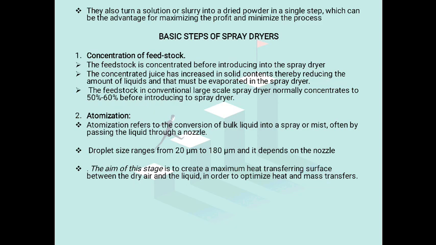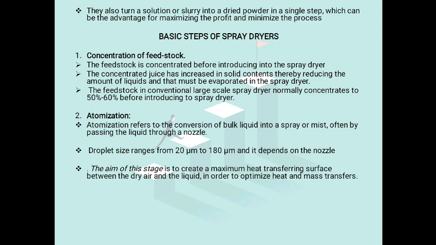Now let's get some information about the basic steps of spray dryers. The basic steps of spray dryers include the concentration of feedstock, atomization, droplet air contact, droplet drying, separation of dried particles, and the carrier agent. Concentration of feedstock. The feedstock is concentrated before introducing it into the spray dryer. The concentrated juice of the feedstock has increased solid contents, thereby reducing the amount of liquid that must be evaporated in the spray dryer. The feedstock in the conventional large-scale spray dryer is normally concentrated to 50 to 60% before introducing it to the spray dryer.